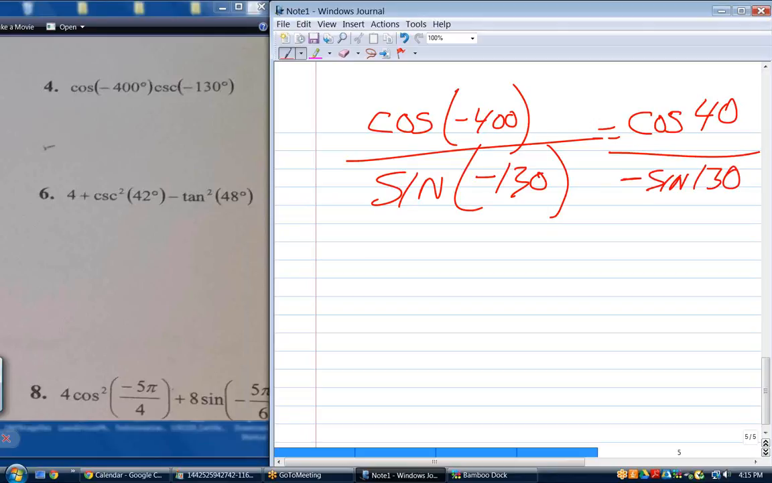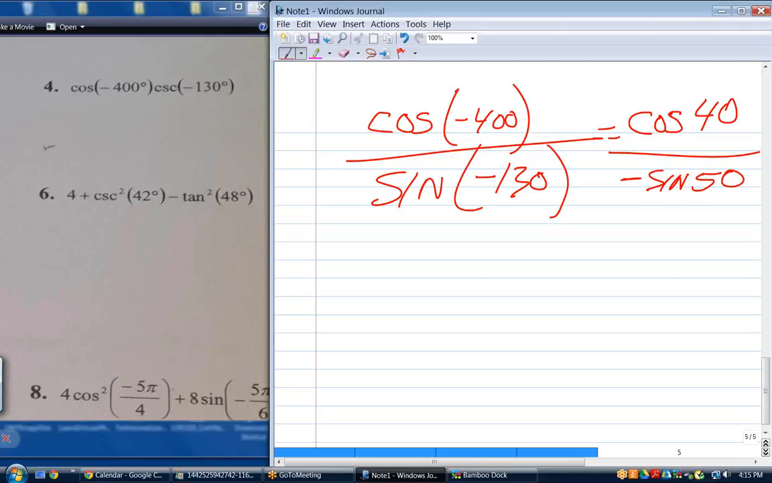Minus sine of 130 is the same as what? It has a reference angle of 50, so it'd be sine of 50, and it's second quadrant. So I can just replace the 130 with 50, leaving the negative sign out in front. In other words, when I go from second quadrant to first quadrant with sine, it doesn't change the plus or minus sign.